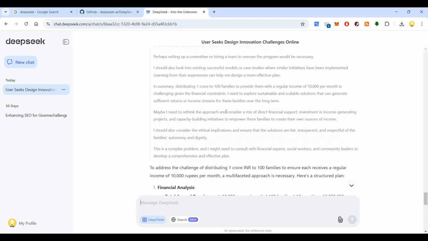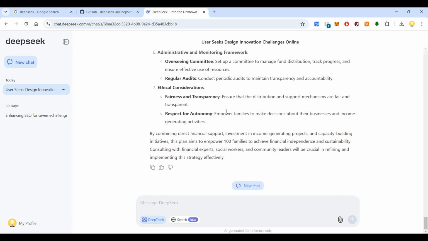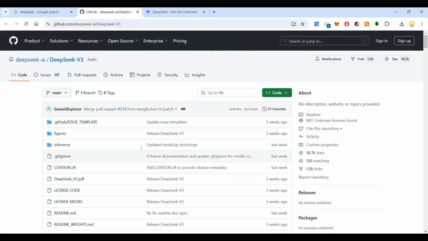So you can see how it is thinking very logically, just like a human being thinks, using the reasoning approach. This is something which I have not seen in ChatGPT, and this is something which is available for free, and that's why it's called DeepSeek. So I would encourage you to check out this DeepSeek model, and you can deploy it locally also.